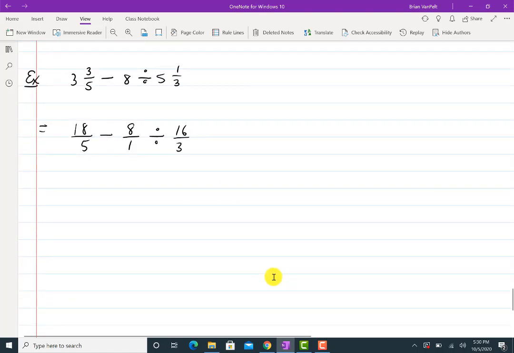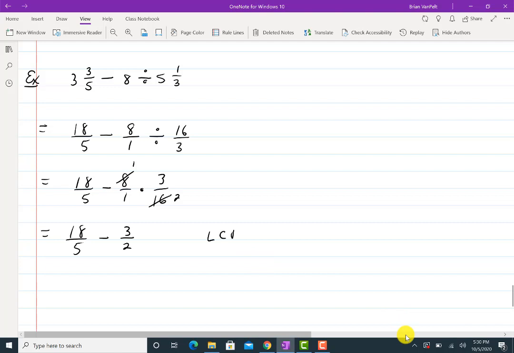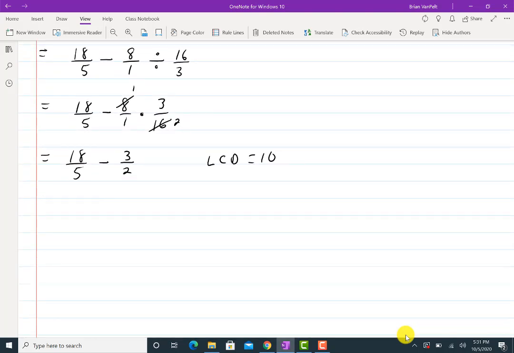Now according to PEMDAS, I have to handle the division first. So I'll take the reciprocal of the second fraction. Notice that I can cancel an 8 into the 16. So I have 18 over 5 minus 3 over 2. The least common denominator between 5 and 2 is 10. So I'll rewrite it so everything is over 10.